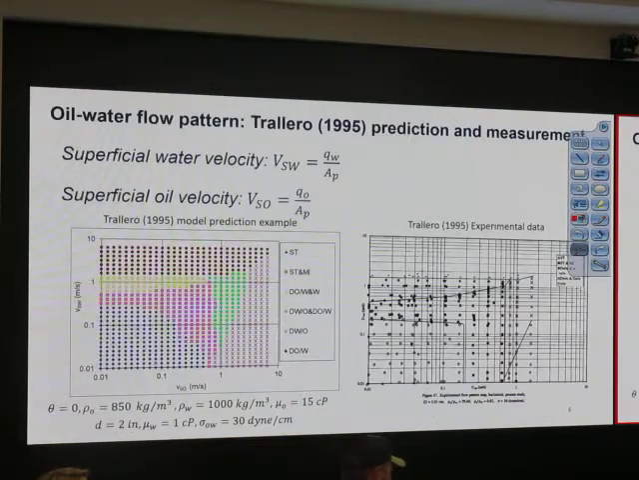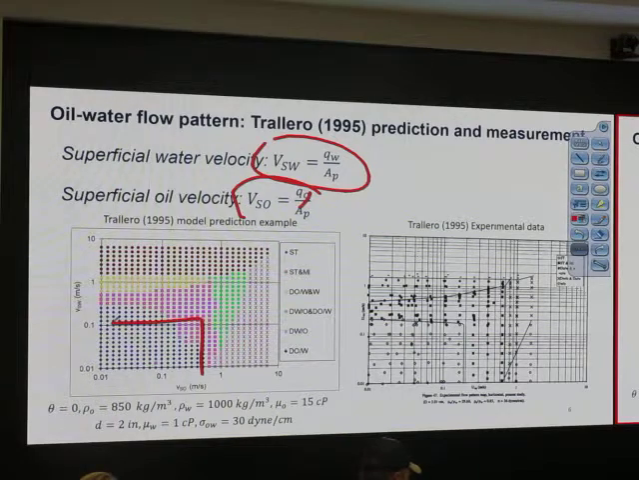Okay, this one. You see this one? This chart is in dimensional format. It is superficial velocity of oil versus superficial velocity of water. So this chart is specific for that kind of fluid property and that pipe geometry, so you can use it right away. You just have to calculate VSW and VSO, then we do this. Okay, and what do we use for those?